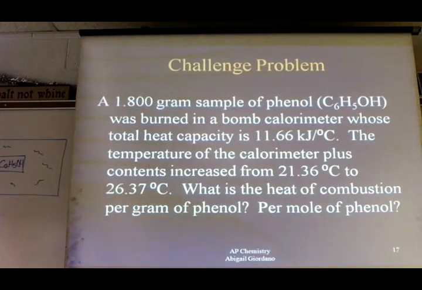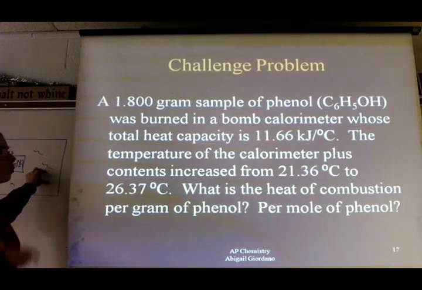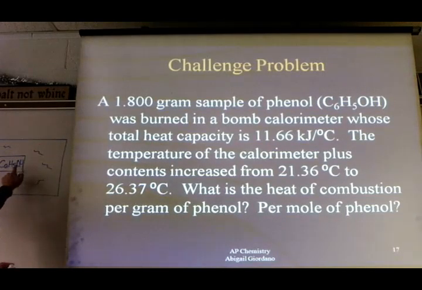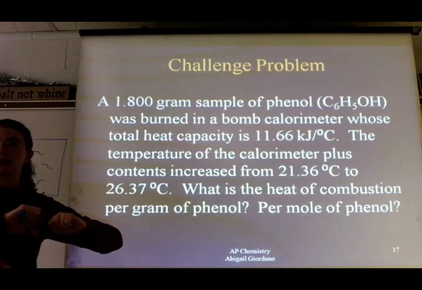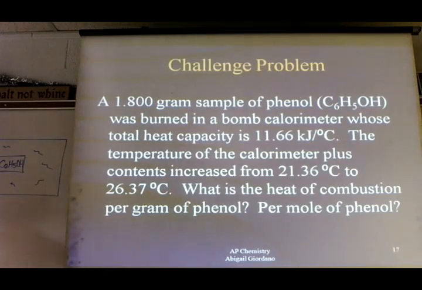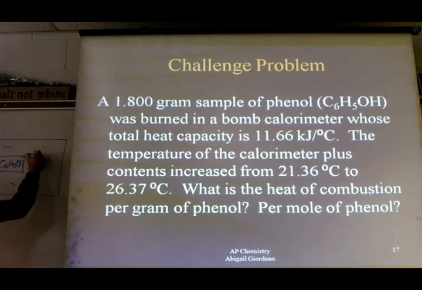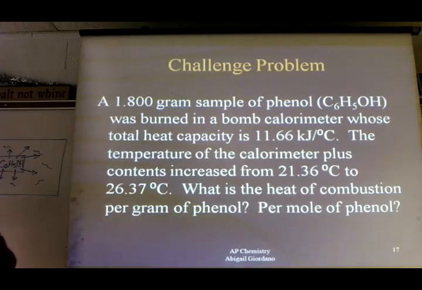Okay? And let's think about this for a second. If the water is heating up, it's getting warmer, what does that mean about this reaction? Is this reaction releasing heat or absorbing heat? Yeah, it's releasing. I'm going to draw some arrows. This reaction, the system, is releasing heat out into the water, out into those surroundings.